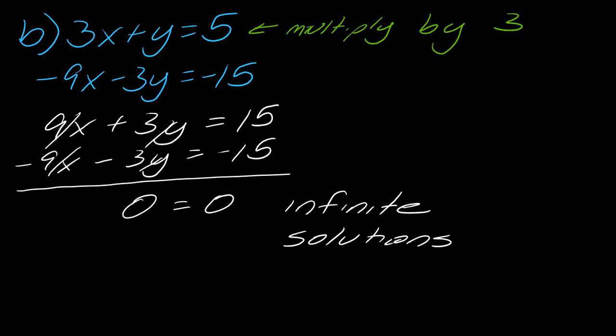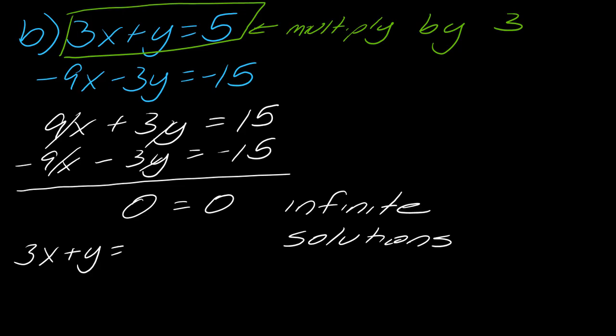But of course, when we have infinite solutions, we need to be able to represent our answer in set notation. And so then what we need to do is look at these two equations. Which one looks like it's going to be easier to solve for y? Well, I would say in this case, this one looks like it's going to be easier. So I'm just going to write that over here. So I have 3x plus y equals 5.